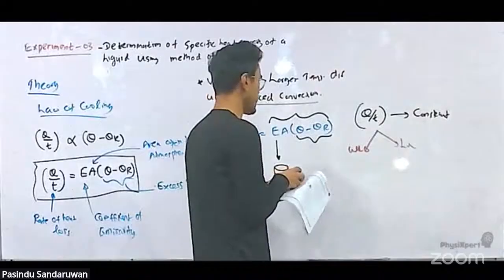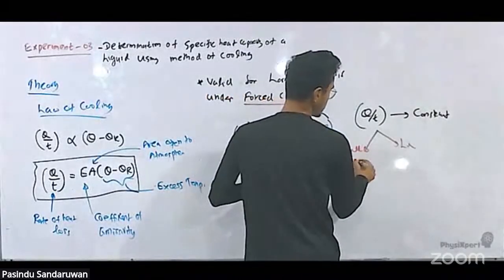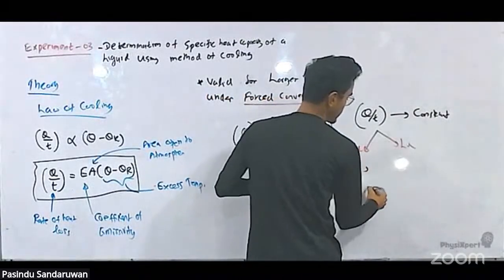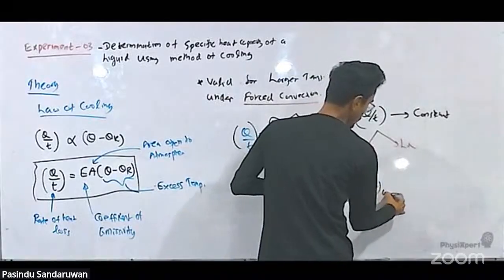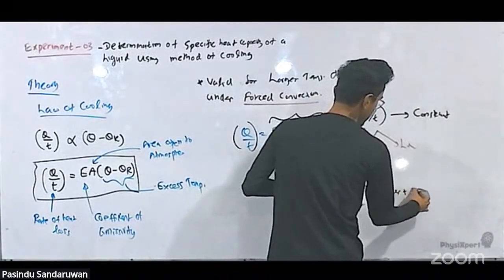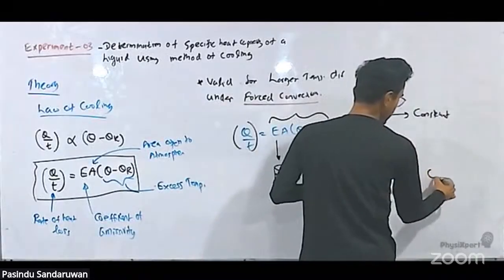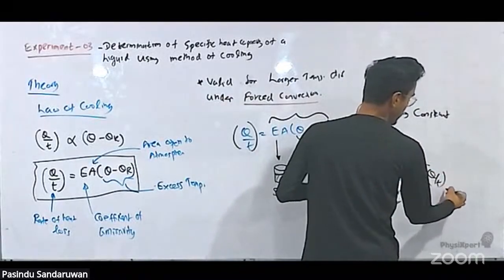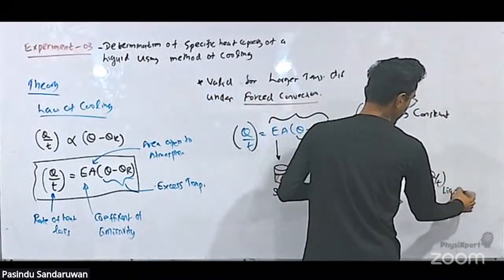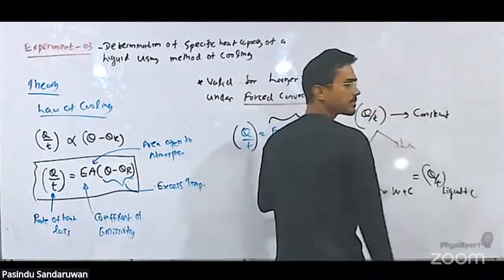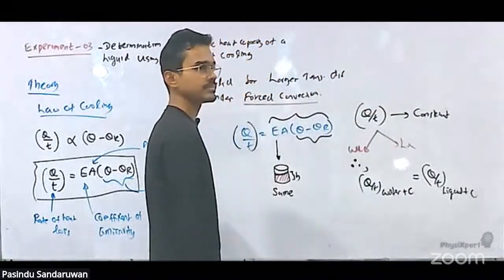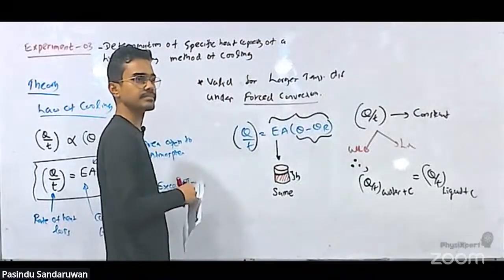Now, therefore, Q over T of water plus calorimeter equals Q over T, the rate of heat loss, of liquid plus calorimeter.